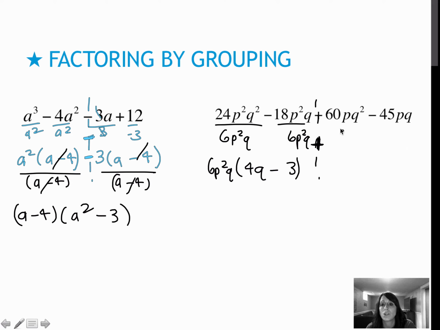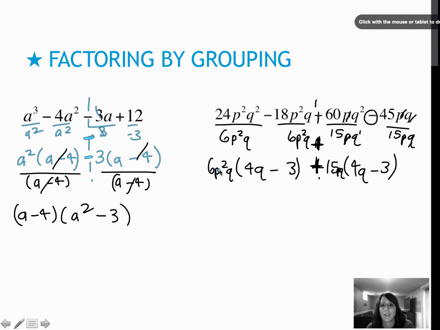I'm looking at these terms. I appear to be able to take out a 15, a p and a q. 15pq. Remember that 15pq comes out front, but don't forget there's a plus sign. 60 divided by 15 is 4. And dividing the p's, they go away, and 2q and 1q reduces to 1q. 45 divided by 15 gives me a negative 3 because of that negative, and then the p's go away and the q's go away.